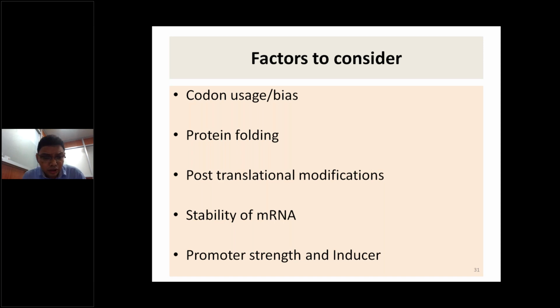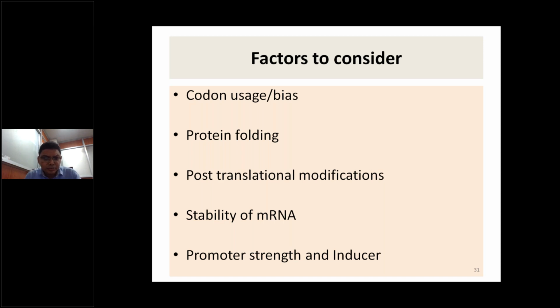And then coming to the stability of mRNA. If you think of it, the moment the mRNA is synthesized, it has a small half-life. It doesn't stay for too long, maybe a few minutes. So if the stability is not much, the yield of the protein product will be affected based on the stability of mRNA. There are ways to increase the stability of mRNA. I will mention a couple of examples in my next slides.